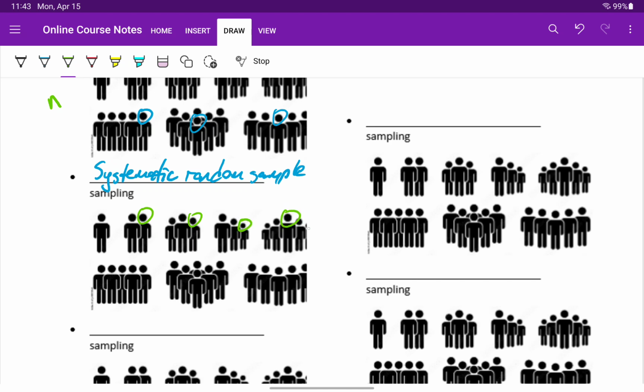1, 2, 3, 1, 2, 3. So if we have people arranged in a specific order, and then we choose a specific number to say the third person, fifth person, and we do that to generate our random sample.